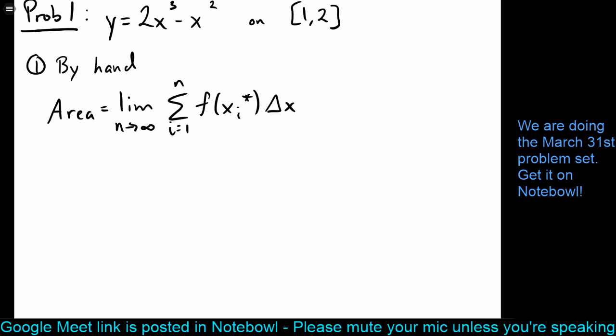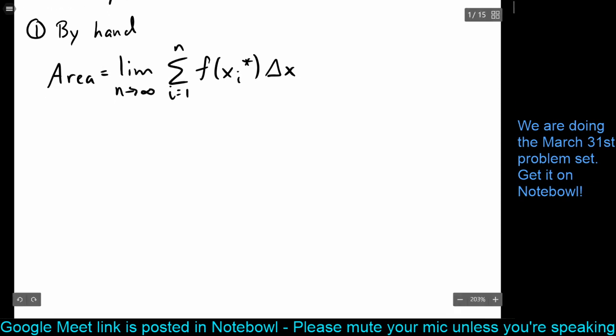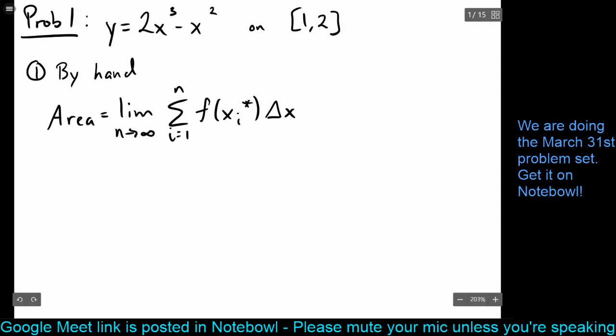I was also looking in the book. I think they use c_i instead of x_i star. I'll leave that up to you, whatever you think looks best. Anyway, we need to compute all these pieces. And I should point out, this here is f of x, of course. So let's compute these things.